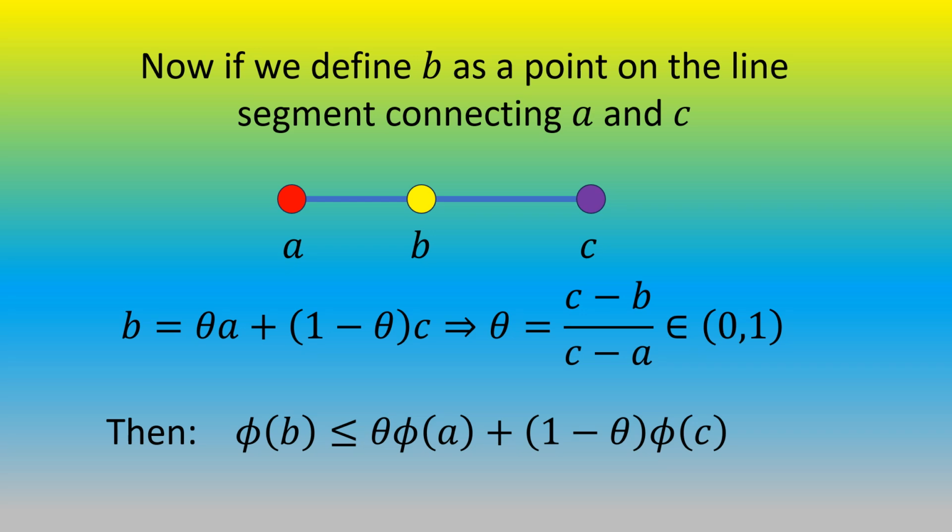Now if we define b as a point on the line segment connecting a and c, then we may use the definition of convexity for a one-dimensional function. And note that we're using theta over here instead of t, because theta is a particular value of t. And that's all I have to say for this slide.